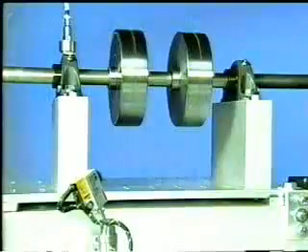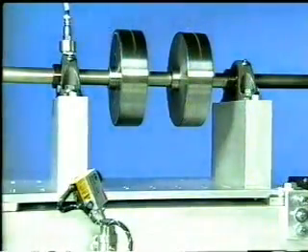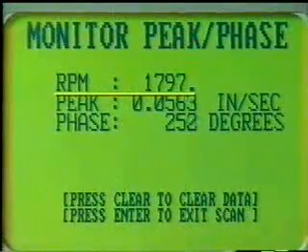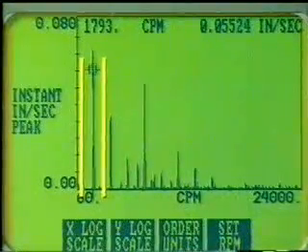View the spectrum to ensure there are no peaks close to the 1 times peak, because they may interfere with the measurement. The phase measurements use the tach pulse as the reference frequency and only monitor the vibration in a narrow band around the tach pulse frequency.